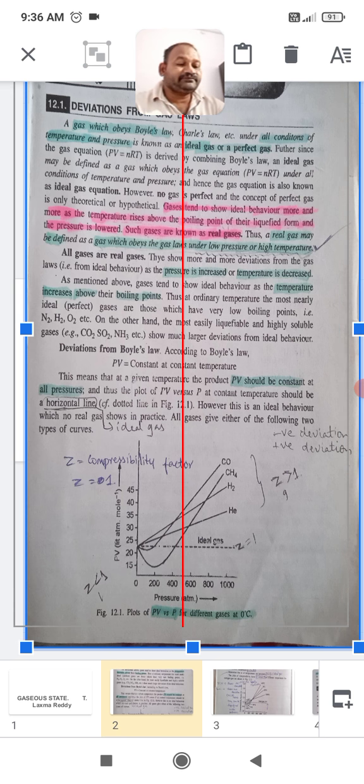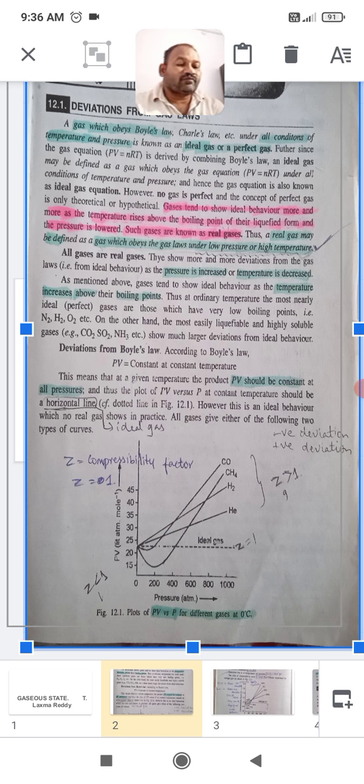Gases tend to show ideal behavior more and more as the temperature rises above the boiling points of their liquefied forms and the pressure is lowered. Such gases are known as real gases. Thus, a real gas may be defined as a gas which obeys the gas laws under low pressure or high temperature. All gases are real gases.